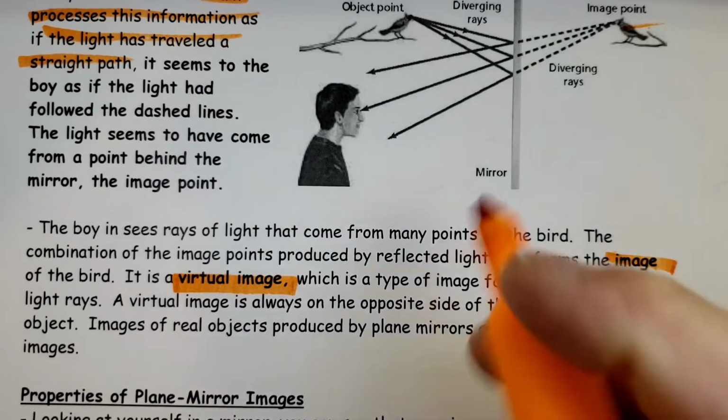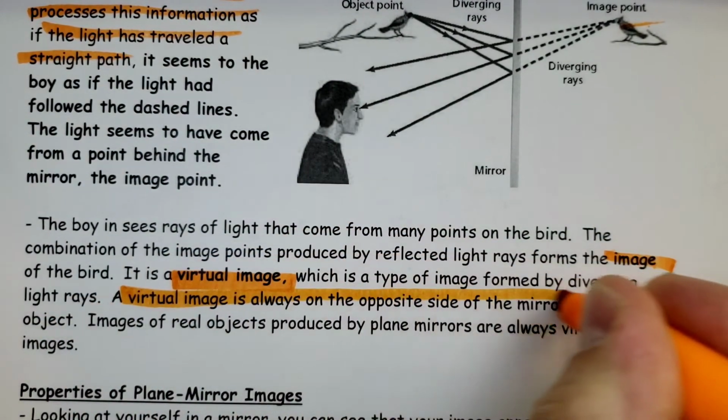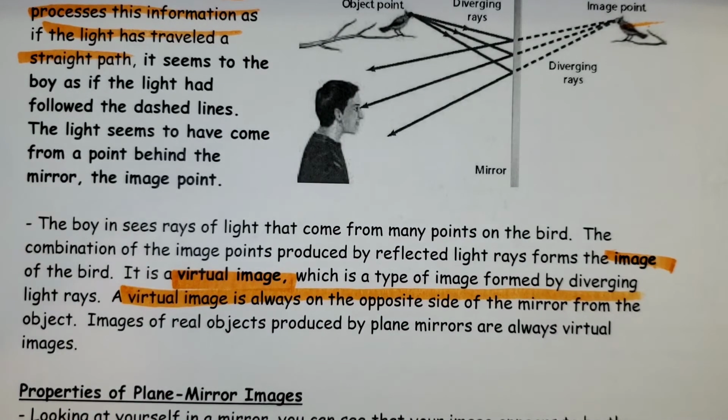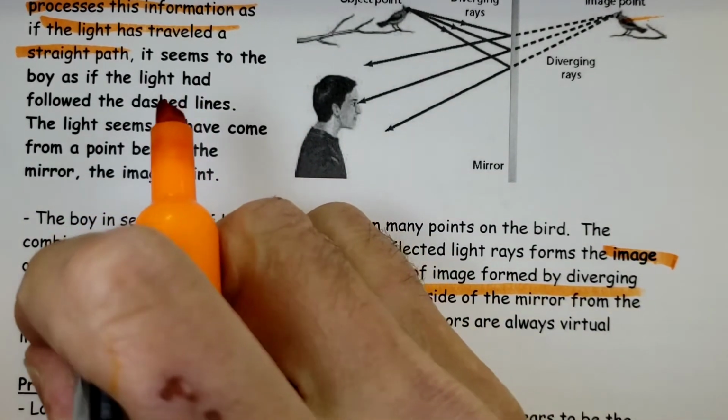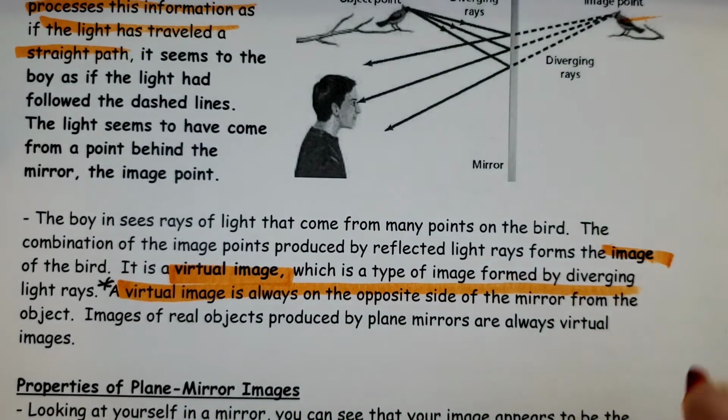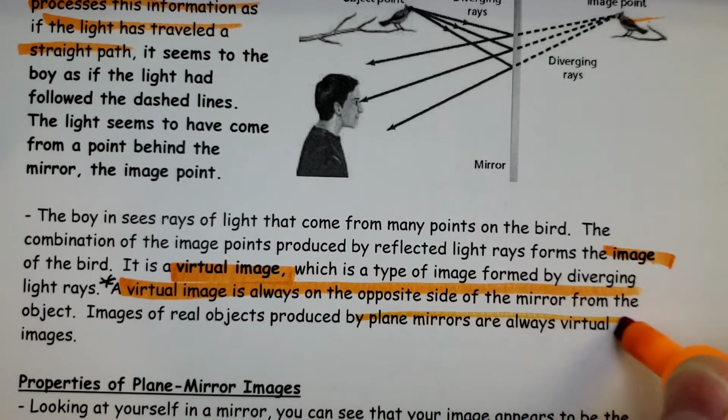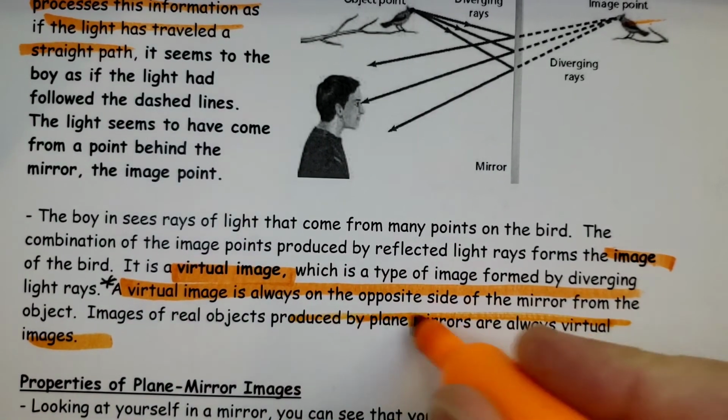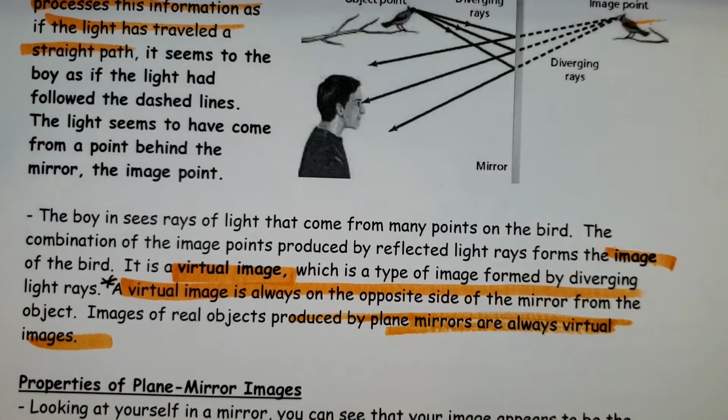A virtual image is always on the opposite side of the mirror. This is a key thing to note. You can put a little star here. So a virtual image is always on the opposite side of the mirror, so it seems to be behind the mirror. The images of real objects produced by plane mirrors are always said to be virtual. Eventually, when we take curved mirrors, we'll see that there are real images.